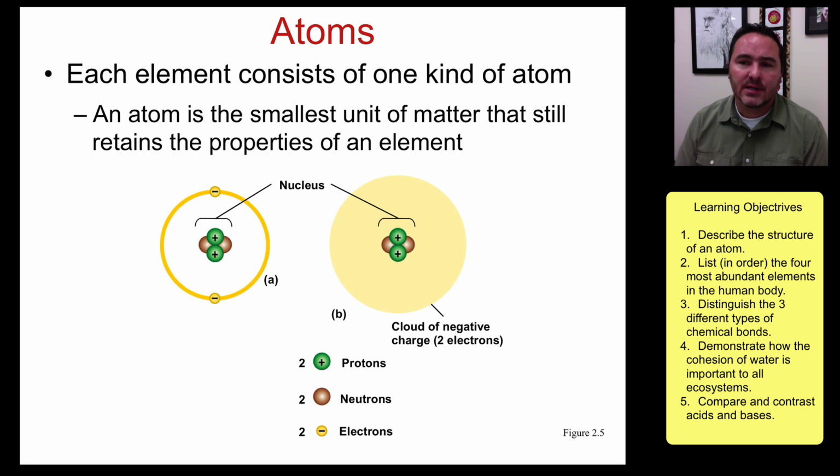Now, an element consists of one kind of atom. And so when we look at an atom, we know that it has a nucleus and that it has this cloud of negative charge around it. The nucleus can have different numbers of protons and neutrons, and also you can have different numbers of electrons in the electron cloud. And those different numbers determine what kind of element it is.